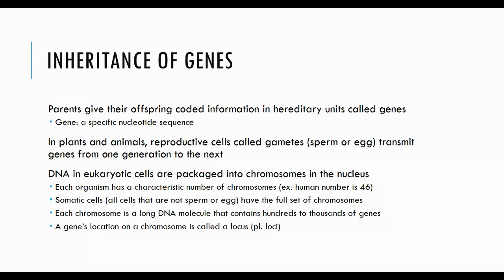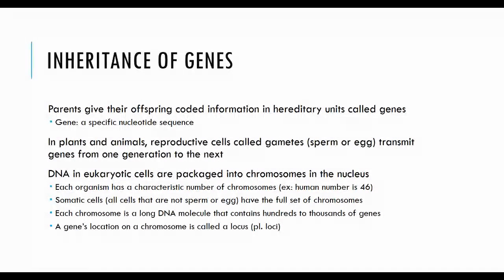DNA in eukaryotic cells is packaged into chromosomes in the nucleus. Each organism will have a characteristic number of chromosomes. For example, humans have a total of 46. When we talk about somatic cells, we are referring to all the cells that are not sperm or egg and have the full set of chromosomes. So for humans, they would have the full 46.